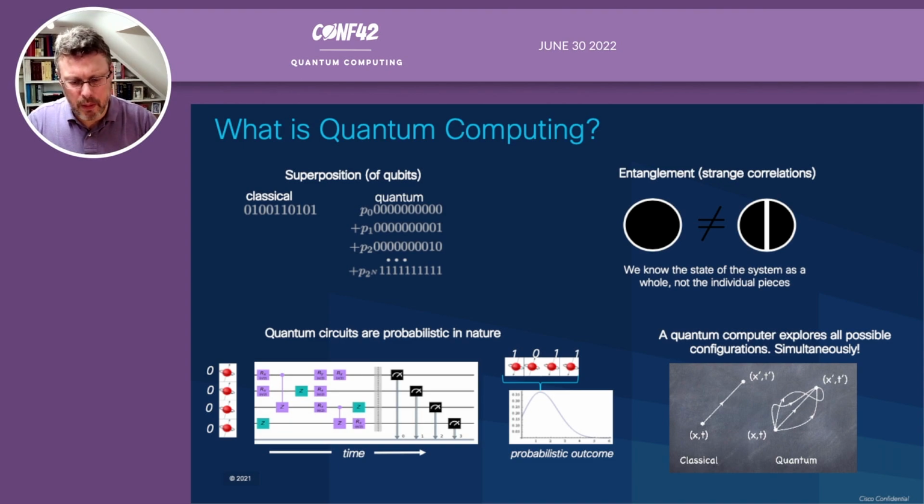Quantum computing works off quantum circuits that are probabilistic in nature, as opposed to classical circuits. Classical circuits tend to be very deterministic in nature: you apply the same calculation to it, you get the same answer. In quantum circuits, that may not necessarily be the case. The outcome is very probabilistic in nature.